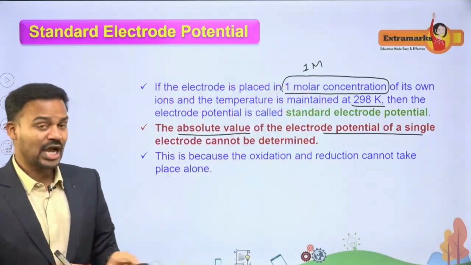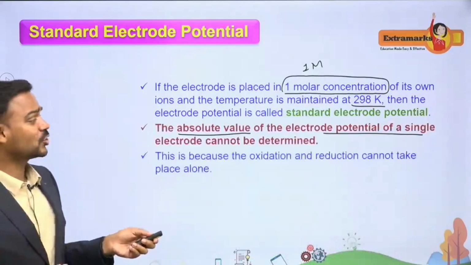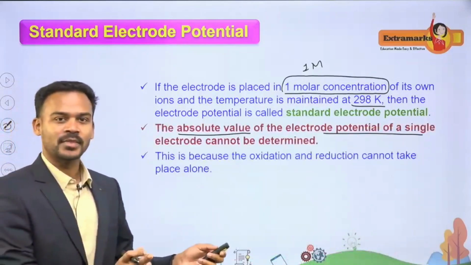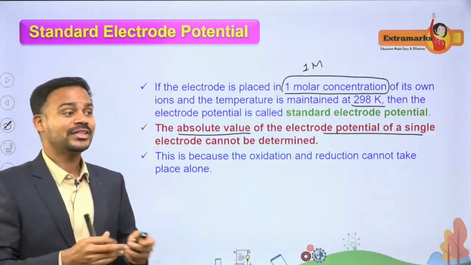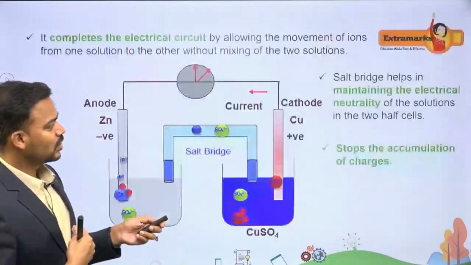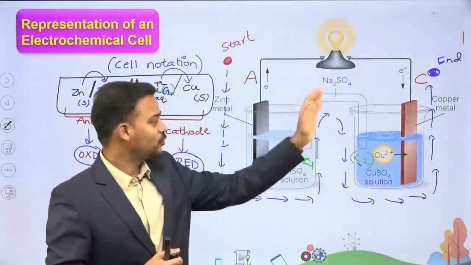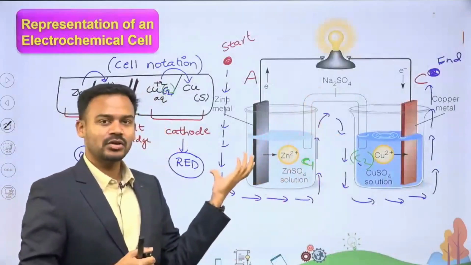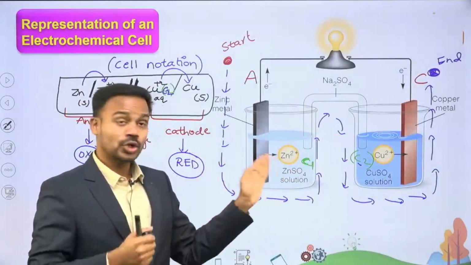How would you measure it? You can only measure with respect to something, because you can't measure the electrode potential with a single half cell. Always, whenever you want to measure the electrode potential, it is with respect to something. If you take only the oxidation half cell, will there be any transfer of electrons? No, there will be no transfer of electrons.